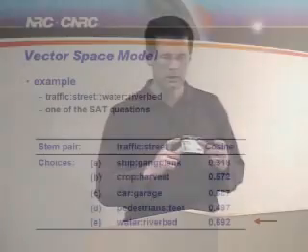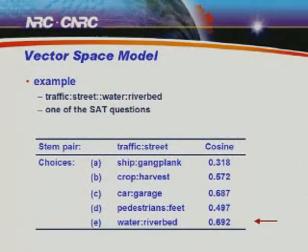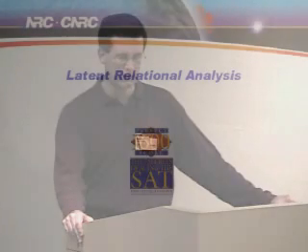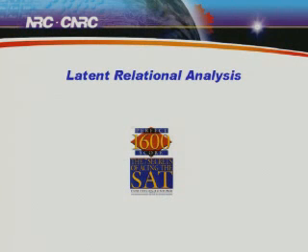And this comes back to why we want to normalize the vectors, because the vector for traffic street will be a lot longer than the vector for water riverbed. So we have to normalize them to correct for that. And once you've normalized their lengths, you can see much more clearly that they have the same pattern to them. And here's a SAT question that this was taken from, and you can see the cosines for each of the 5 choices, and the one that maximizes the cosine is the correct answer for this SAT question.